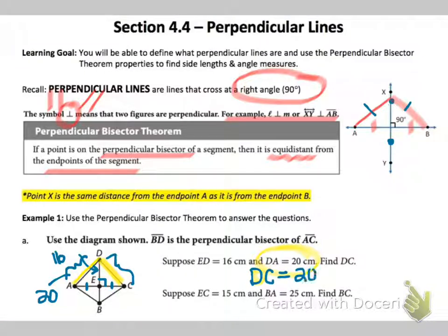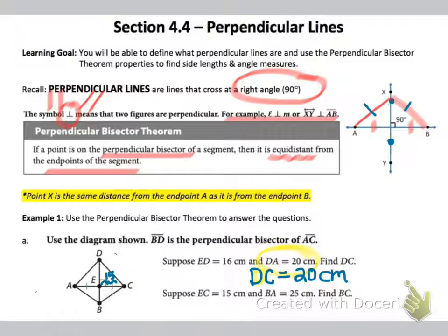Okay. So now they're going to give us some new information. So I'm going to erase this. Same given, though, that BD is the perpendicular bisector, so we still know that that is true of AC. And then they go on to tell us that EC, so from E to C, let's see, see if I can get in here and label that. From here to here is 15 centimeters.